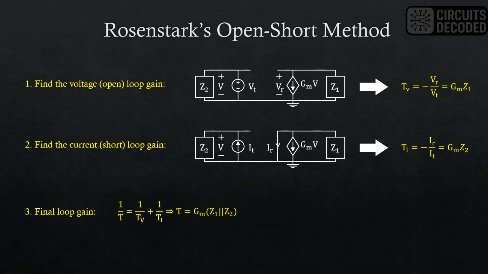Now, according to Rosenstark's technique, the final loop gain can be found by simply adding the reciprocals of Tv and Ti. Now, the final loop gain T is equal to Gm times Z1 parallel Z2, which matches with our previous result. The good thing about Rosenstark's technique is that we can break the loop at any point and not care about the loading.